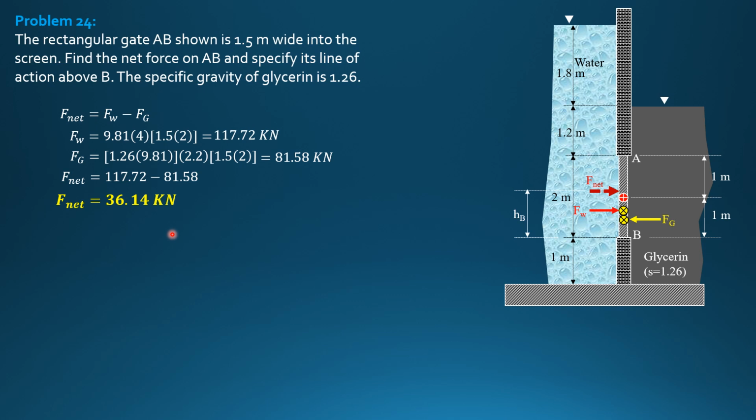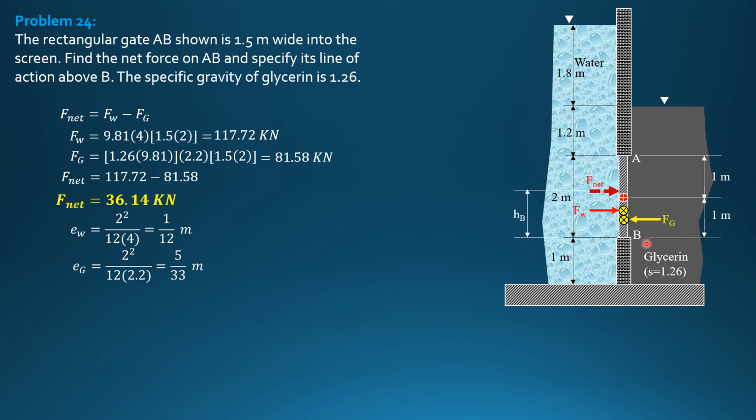Then by Varignon's theorem, we sum up moments about B equals 0. But before that, let's solve for e of water and e of glycerin. e of water is height of rectangle 2 squared over 12 barred H of water. Barred H of water is 4 above. So 1 over 12 meter. e of glycerin is 2 squared, same height, over 12 times 2.2 barred H. So it is equal to 5 over 33 meter.